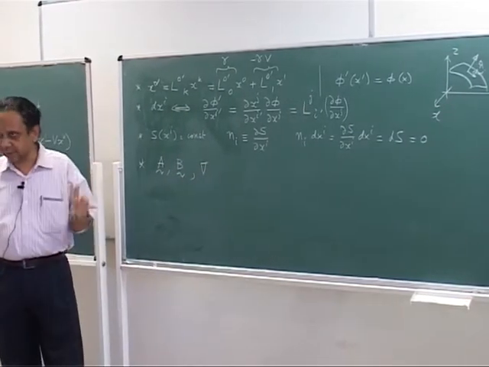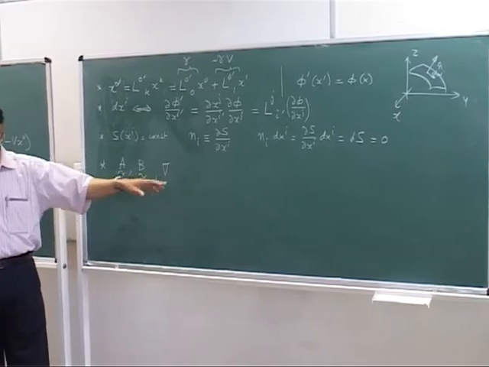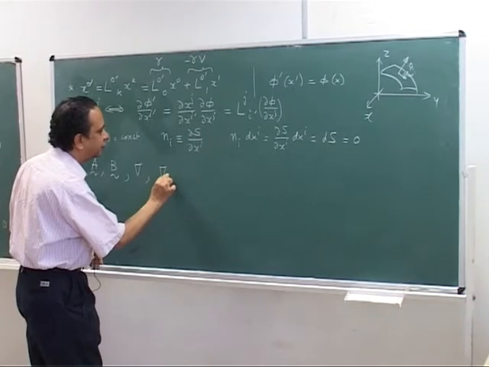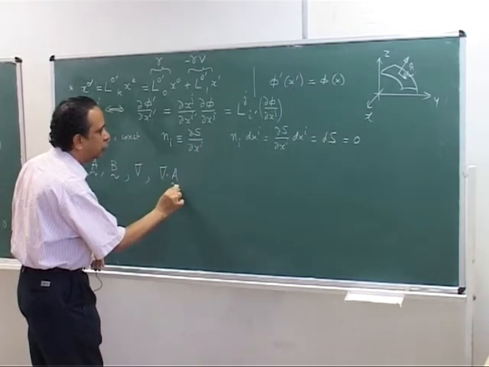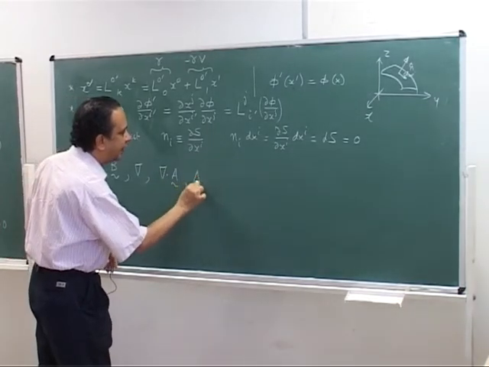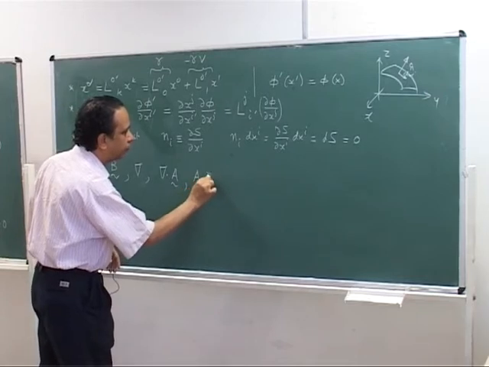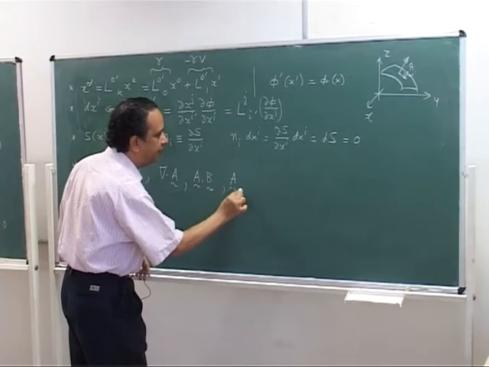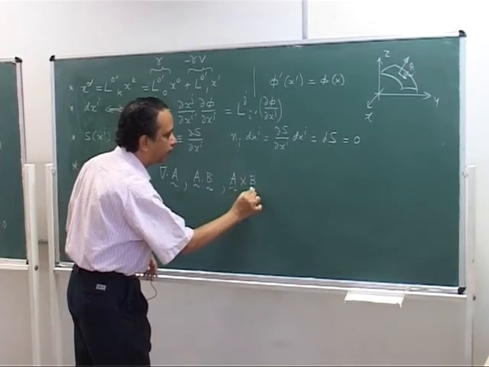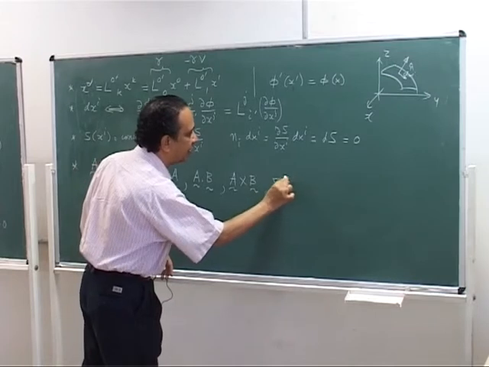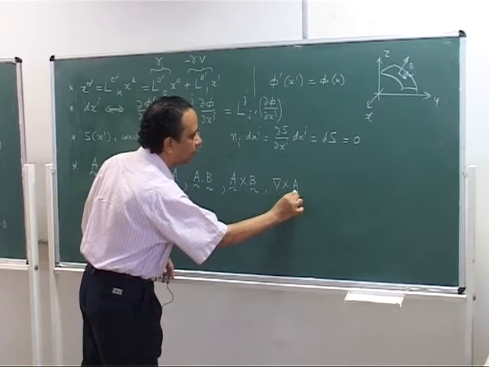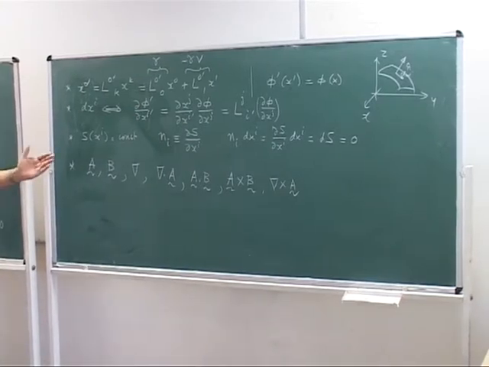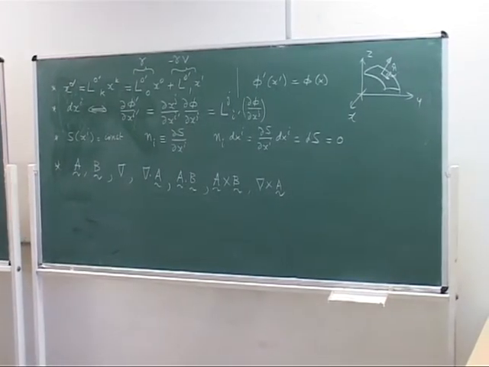you can do all kinds of things. For example, using del you can take a gradient, you can construct quantities like divergence of A, you can construct quantities like A dot B, you can also construct quantities like A cross B, and you can construct quantities like curl of A, right. This is all possible in 3 dimension. So, we want to know how to generalize these notions in 4 dimension.